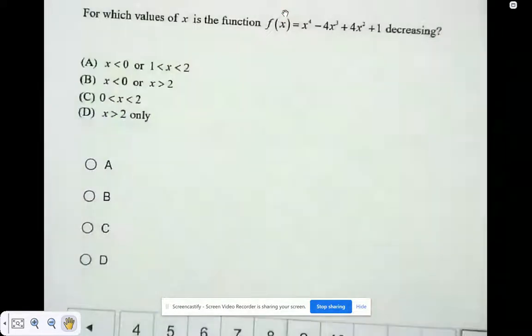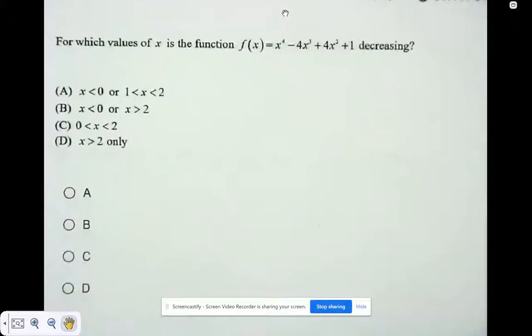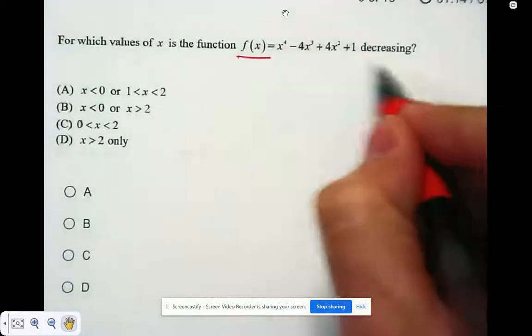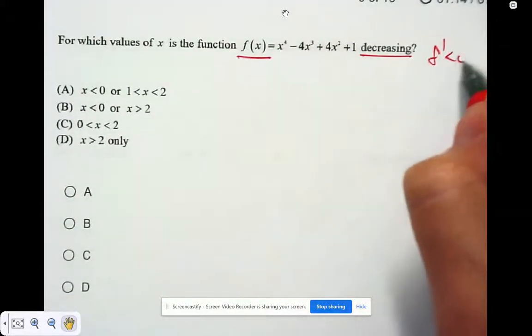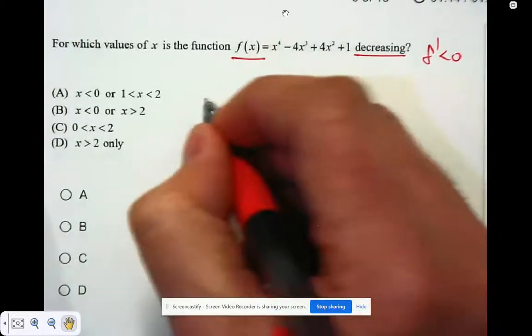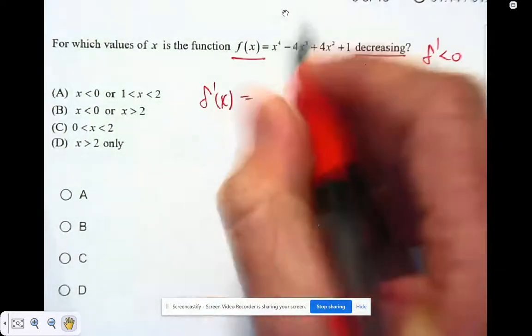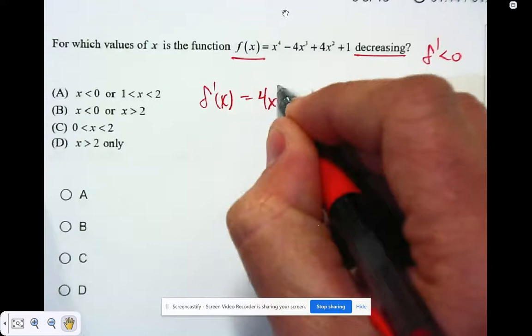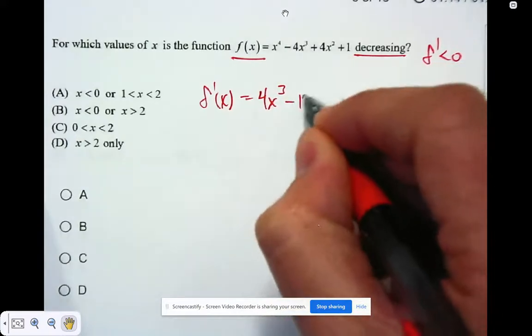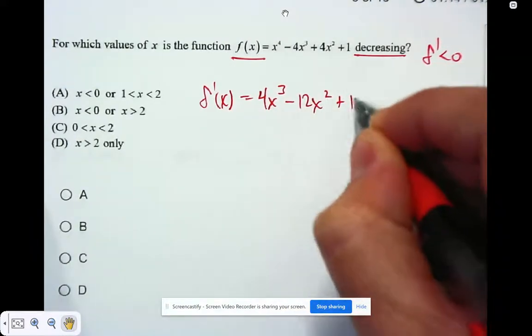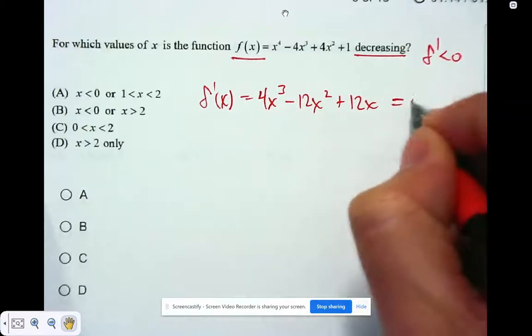Okay. All right, question number 9. For which values of x is the function f decreasing? Definition f prime negative. So you find your derivative. Your derivative here would be 4x cubed minus 12x squared plus 12x set equal to 0.